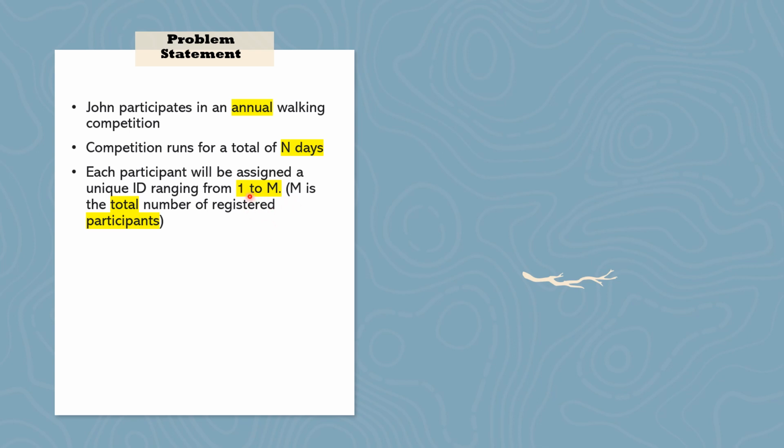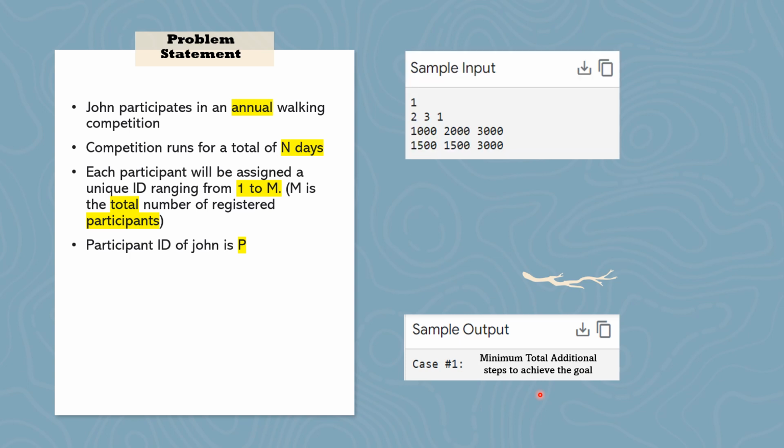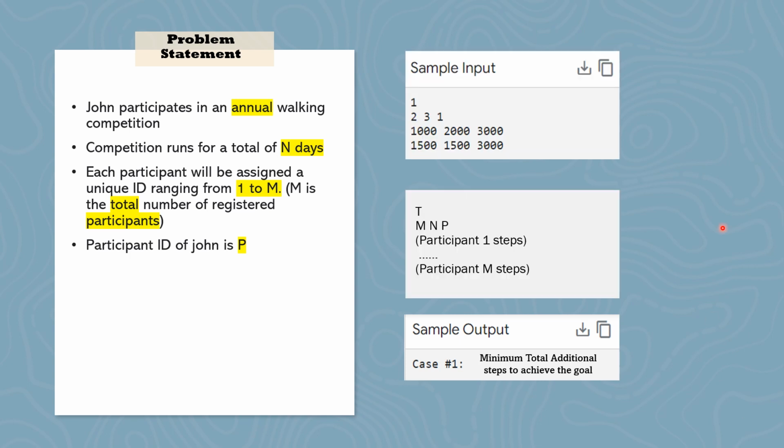Which is greater than or equal to 1 and less than or equal to m, and that will be p. So they will be giving all these inputs, and also they will give you historical data, like the number of steps taken by each participant. So the output must be the total additional steps required by John to reach his goal, based on the previous results. So this is how they will give you the input.